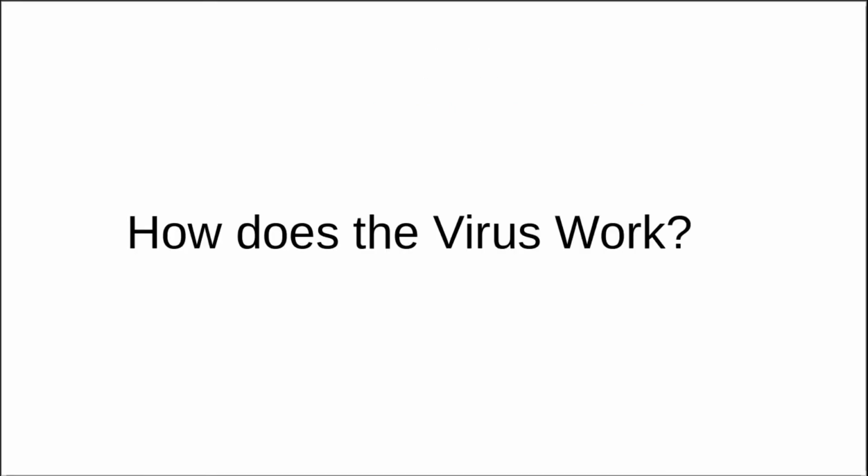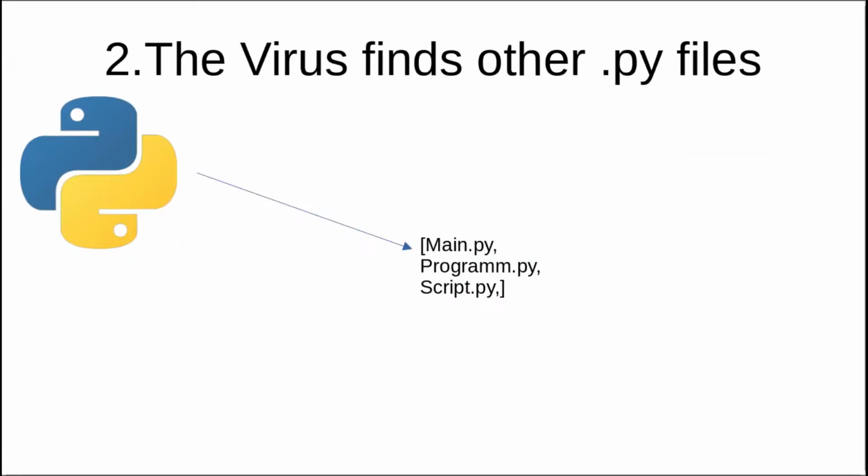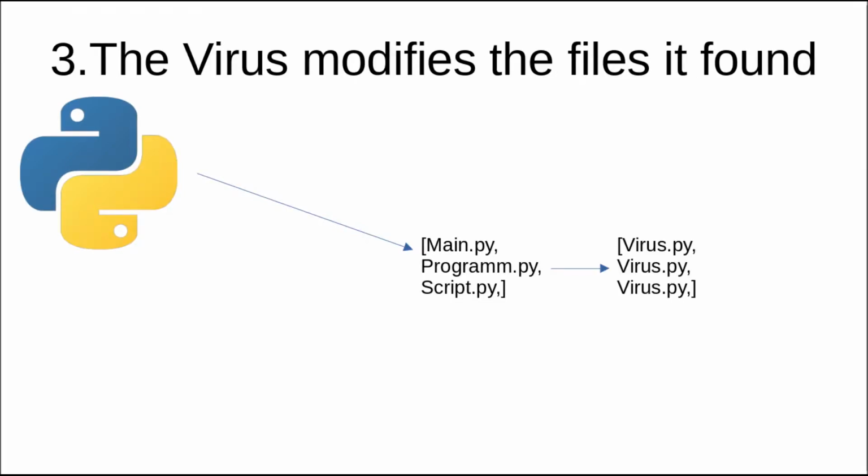Before we get to the coding part, I will quickly explain how the virus works and what it does. In the first step, the virus will copy itself. This means that it will create a new variable and copy its entire source code into this variable. In the second step, the virus will try to find other Python programs which it can infect. In the last step, the virus will take its own source code, which it copied, and paste it into all the files it found. It will do it in a way that does not affect functionality.